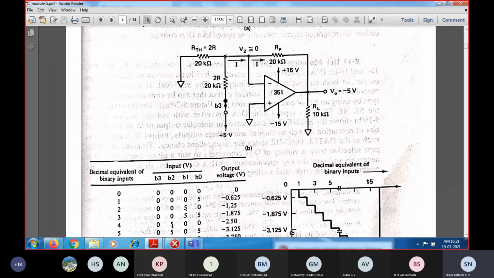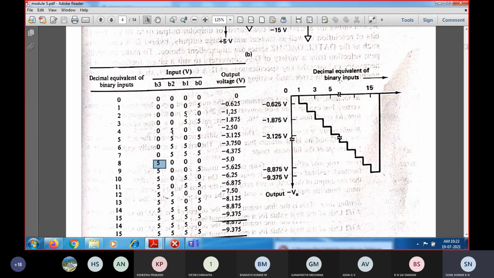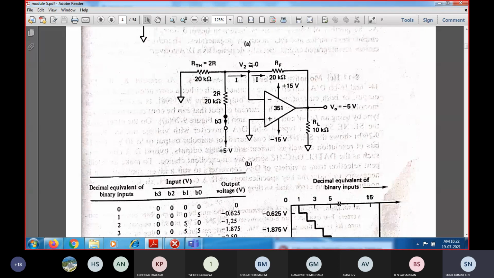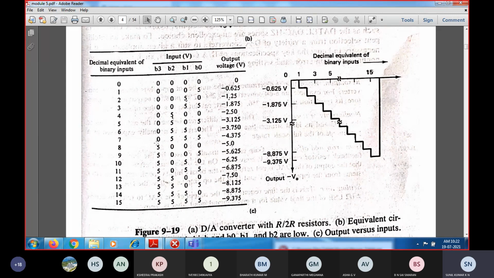So what is the current? 2.5 divided by 20 kilo ohms, that will be nothing but 1.25. So 1.25 milliamps of current will be flowing. So 1.25 into 2, that will be equal to 2.5 volts. Then 1.25 into 2 gives minus 5 volts at the output. So easily, whenever the bit position is equal to 5, we will be getting minus 5 volts.